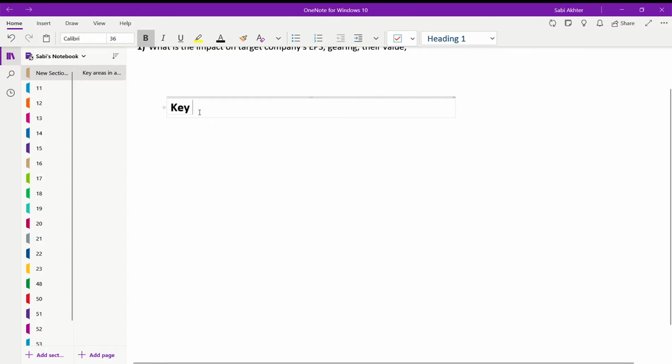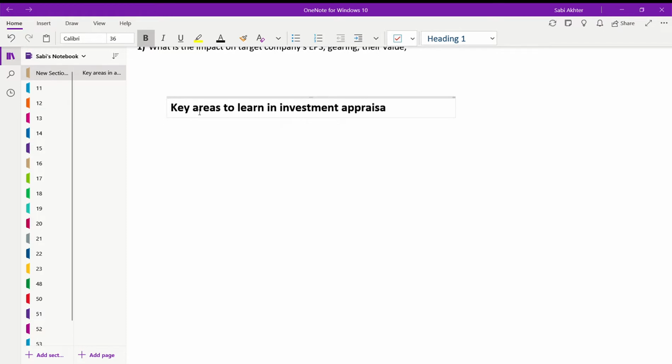I think right now, key areas to learn in investment appraisal. We'll keep it as bullet points. This helps you understand better. So the first one is cost of capital. We'll write cost of equity. I will unbold it.